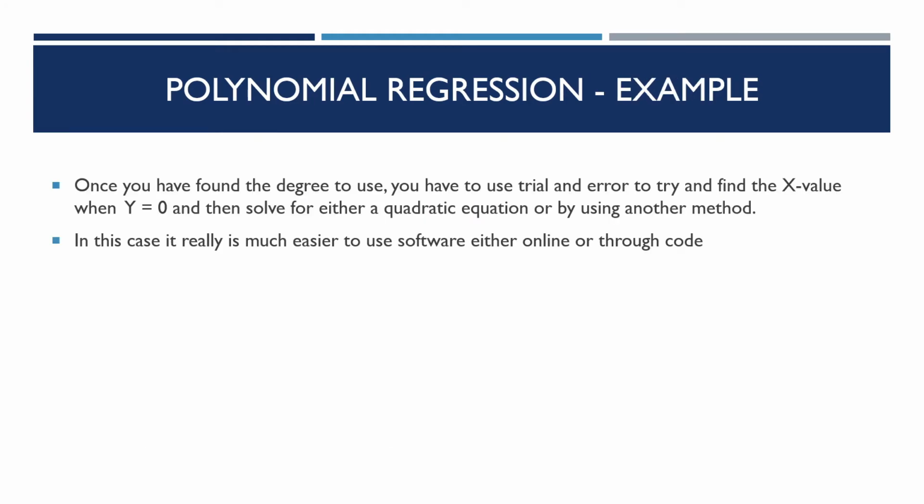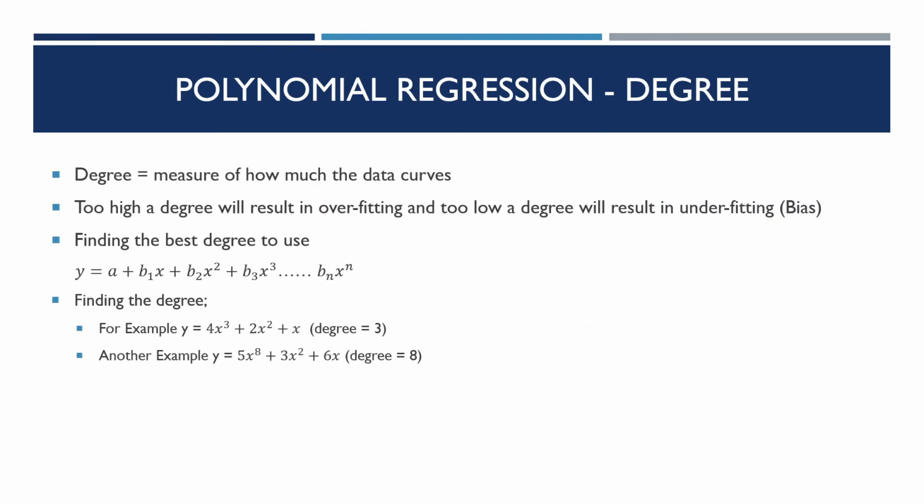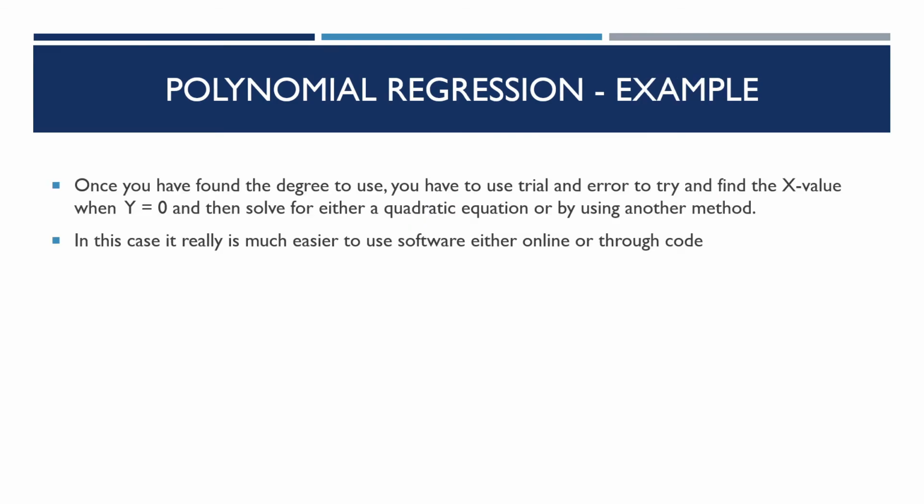So moving on, once you've found the degree to use, if you want to calculate by hand, the best way is a trial and error method, where you try to find the x value when y is 0. So in your calculation of y equals 4x cubed plus 2x squared plus x, you try what the value of y is when x is 1 or when x is minus 1, and then you try to get to a point where y is 0, and then you can solve by using the quadratic equation or another method.